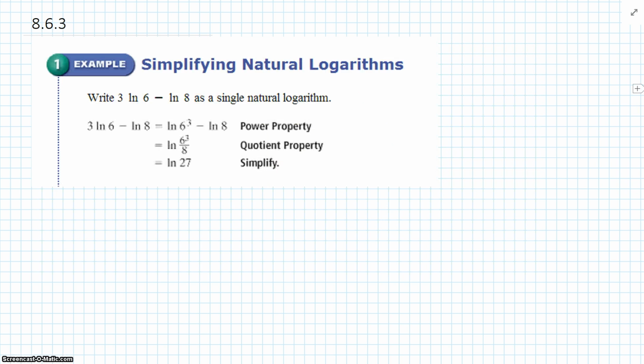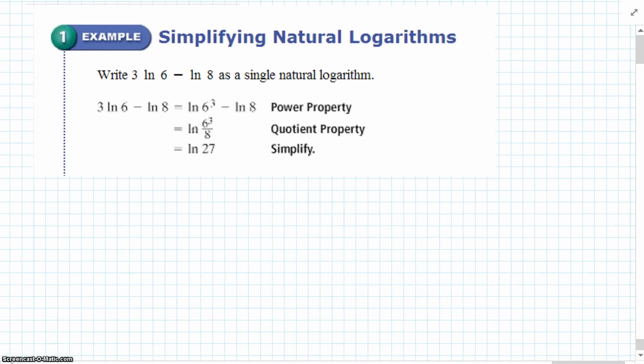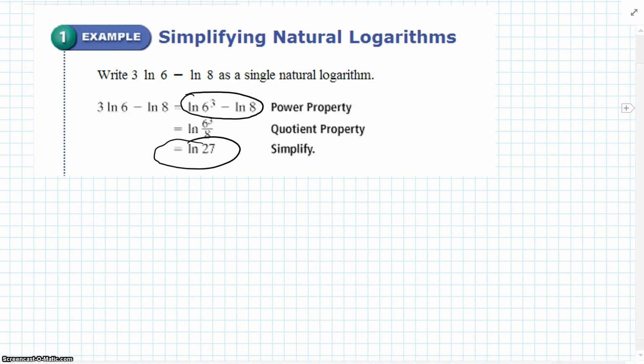Okay, simplifying natural logarithms. Write 3 natural log of 6 minus the natural log of 8 as a single logarithm. First step, rewrite it with the power property. So it's going to be written natural log of 6 cubed minus natural log of 8. And then the quotient property, so the natural log of 6 cubed over 8. And then simplify, so it's really just the natural log of 27.